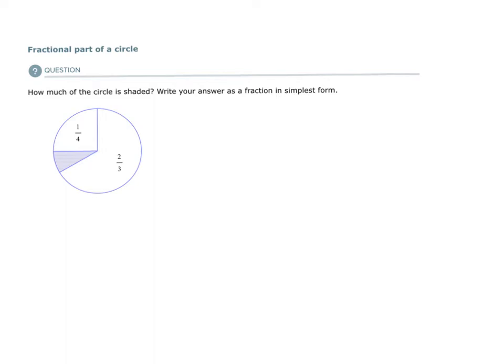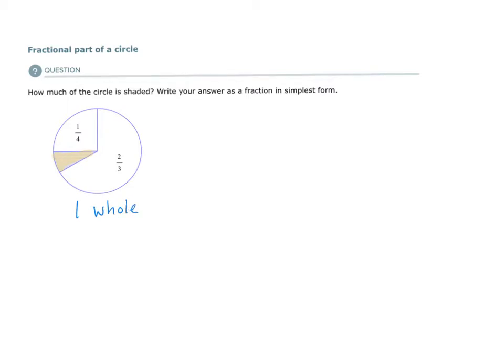In this video, I'm going to show you how to find the fractional part of a circle. It says, how much of the circle is shaded? Write your answer as a fraction in simplest form. If we look, we have a very small part that is shaded. This little area right here. And what we know about the circle is that this is one whole.